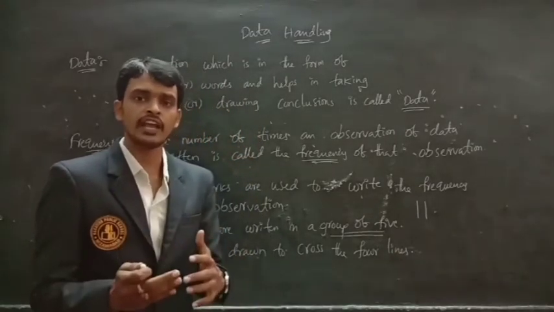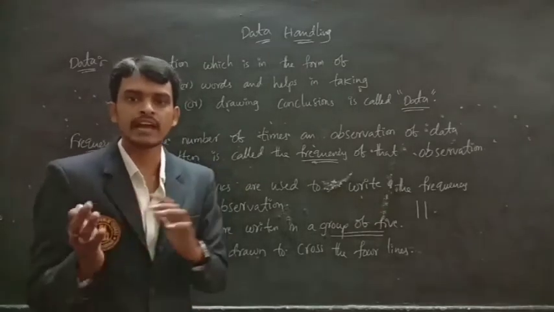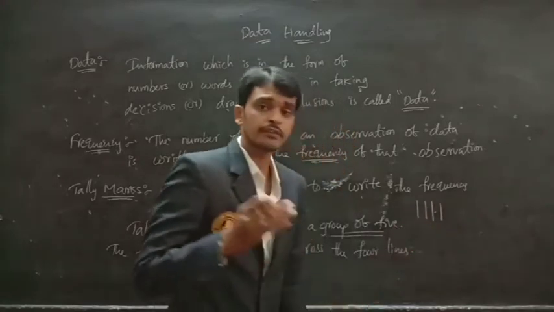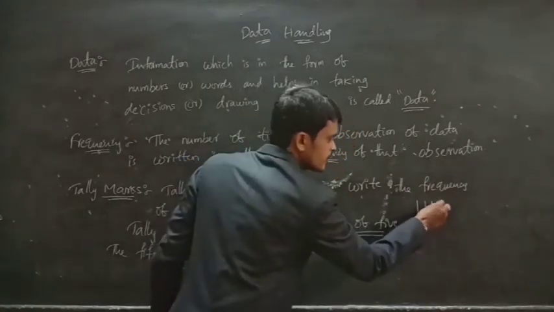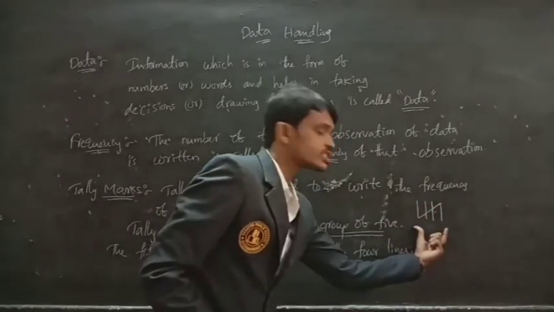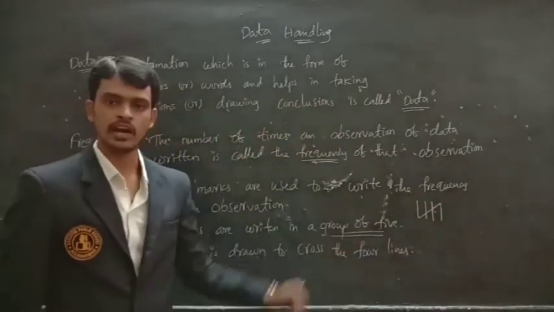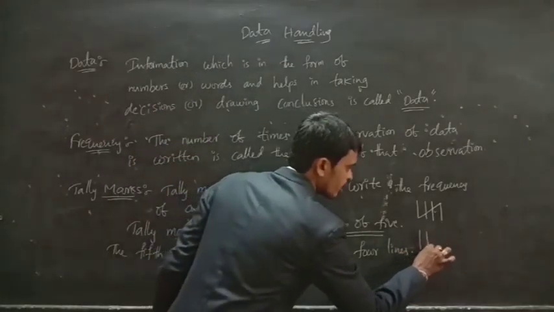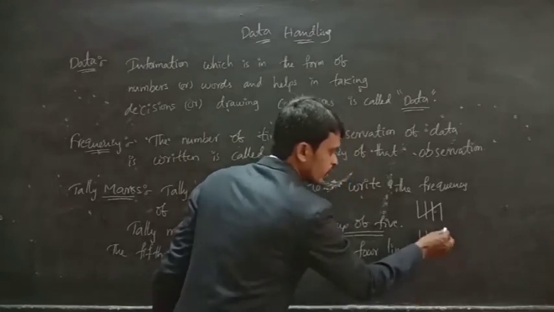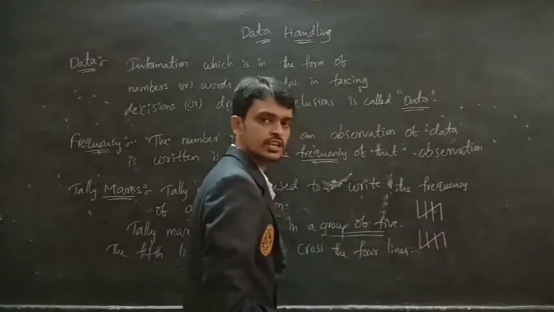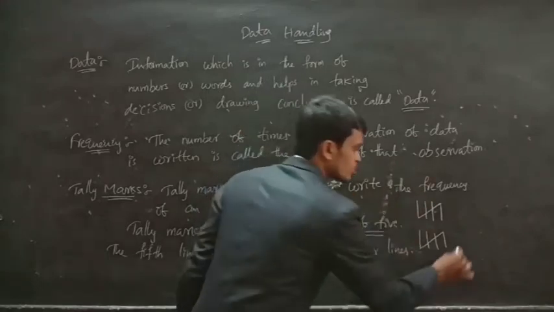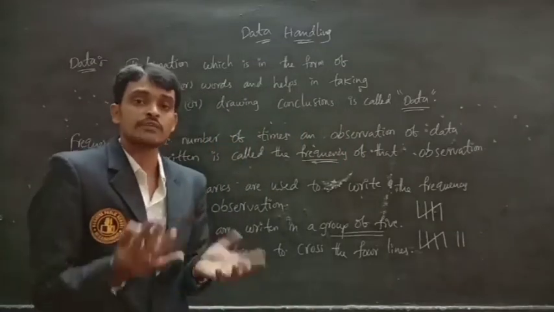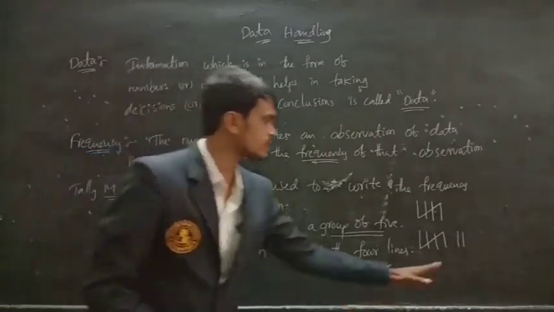So if we have 5 or 6 observations, first we draw 4 lines, and the fifth line we cross over the 4 lines like this. Then it is called a group of 5 tally marks. If 7 observations are given, we draw 4 lines, cross them with the fifth line, which makes 5, and then the remaining 2 lines. Like this we represent the frequency of 7 observations using tally marks.